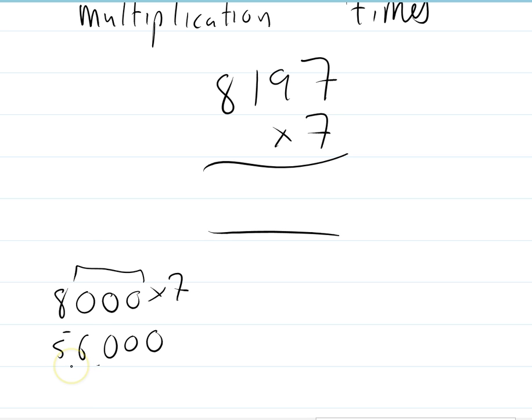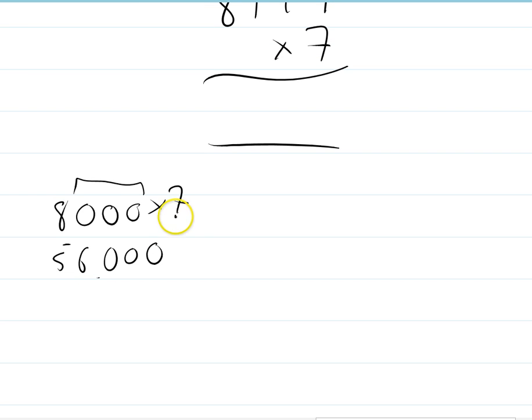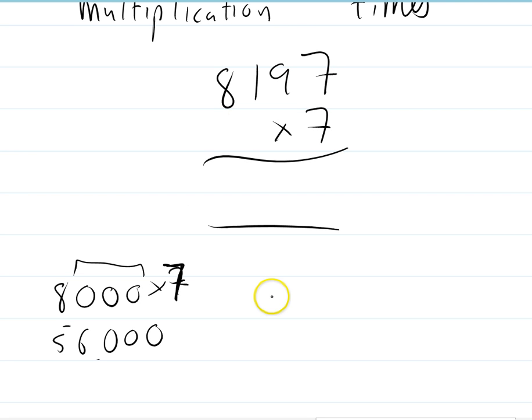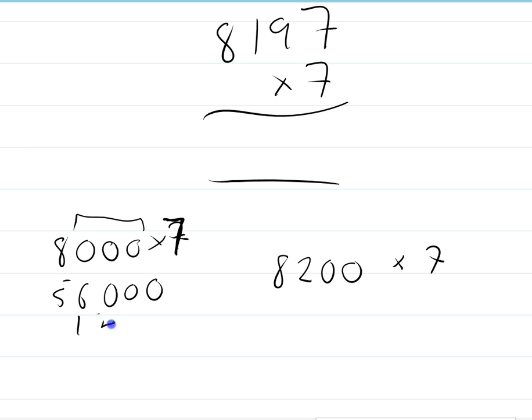Of course, the real answer is going to be bigger than that, because the real number is bigger than 8,000. It's 8,197. That should be a 7. It looks like a 2, doesn't it? I can take a slightly better approximation by thinking in terms of, instead of 8,000, I can say, well, it's very nearly 8,200 times 7. So we had 8,000 times 7 is this, and 200 times 7 is just another 1,400 on top of that, isn't it? So 57,400. That's my next answer.